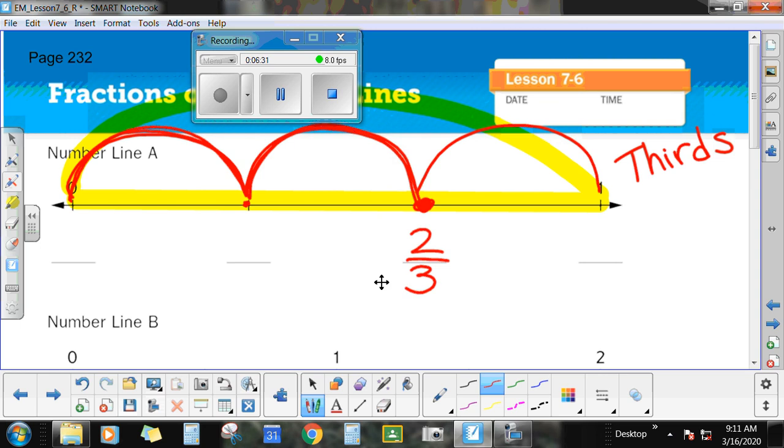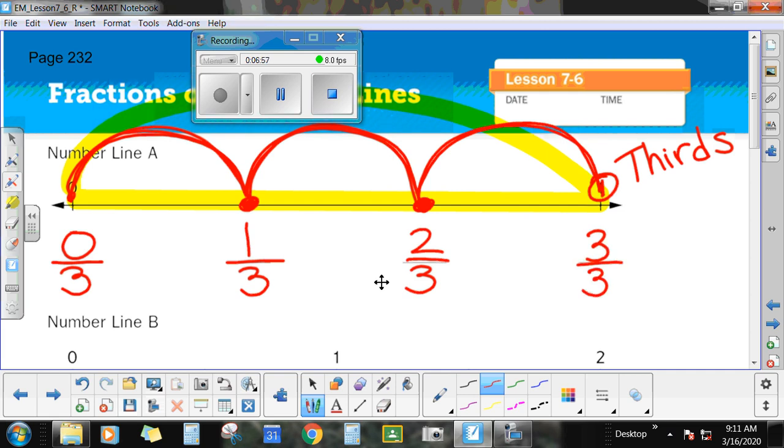Let's go ahead and fill in the rest of the number line. So if the frog started here at 0, the frog traveled 0/3 of the pond. When the frog jumps here on the number line, the frog jumped 1 out of 3 hops. When the frog jumps here, the frog has jumped 2 out of 3 jumps. And when the frog jumps all the way to the end, the frog has traveled 3 out of 3 hops, or 3/3, which equals 1 whole.